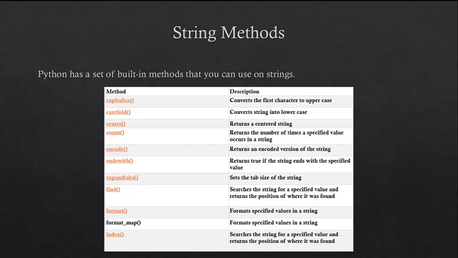Find searches the string for a specified value and returns the position of where it was found. Format, as we have used and played with before, formats specified values in a string. Format_map will also format specified values in the string. Index searches the string for a specified value and returns the position of where it was found.